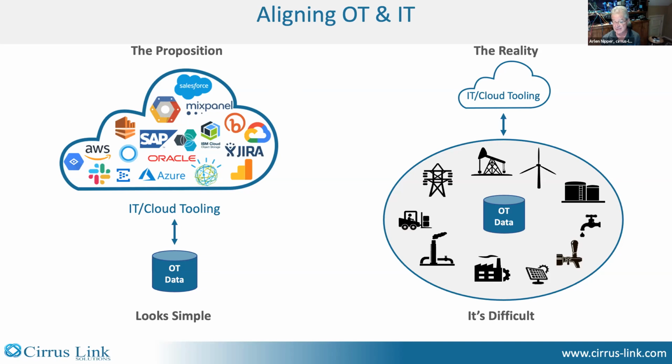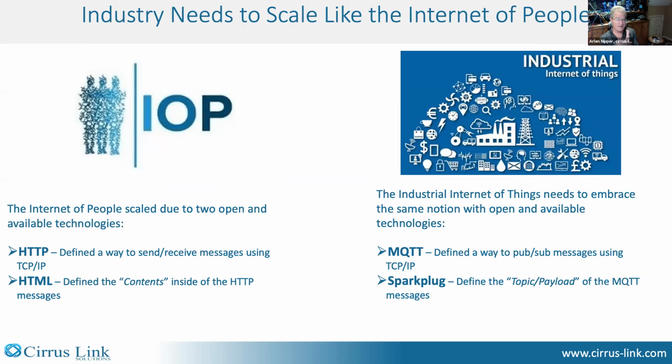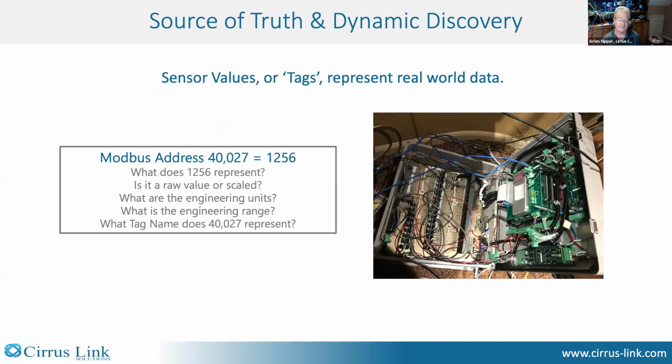solutions pretty much seamlessly. And if you think about it, let's think about it in these terms. The Internet of People took off because they had two open available technologies. HTTP defined a transport, and HTML defined what was in that transport. And if we think about it, MQTT is that transport that we need for the industrial Internet of Things. And what I'm going to talk about is Sparkplug, defining that topic and payload of those MQTT messages so that we can have plug and play operability going forward.